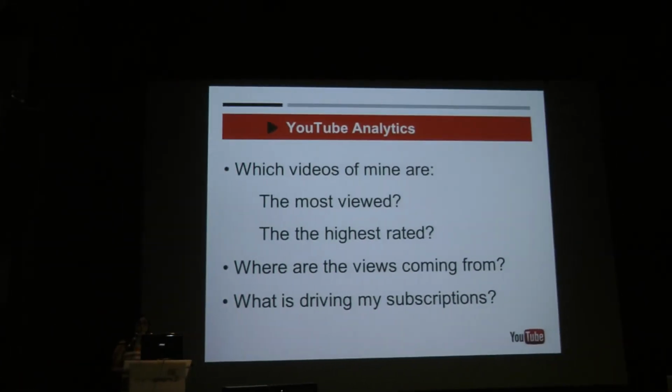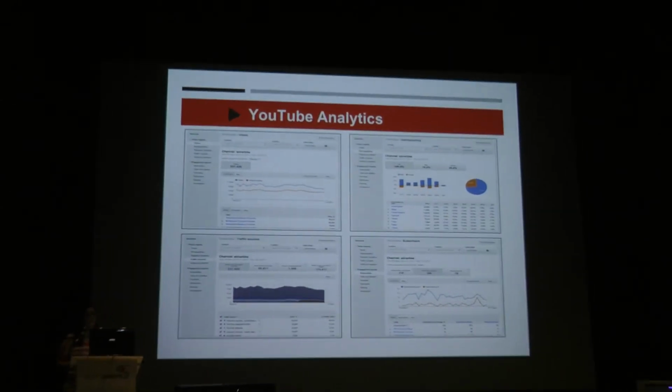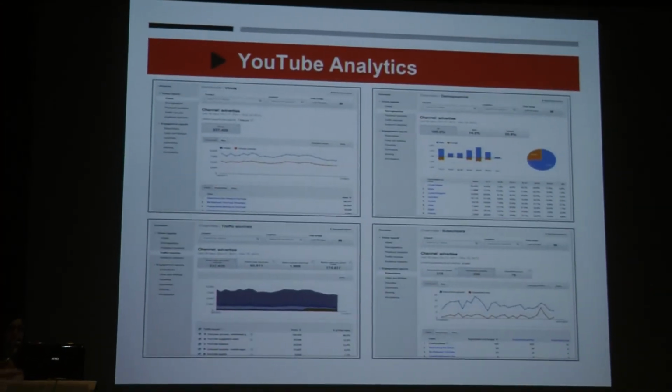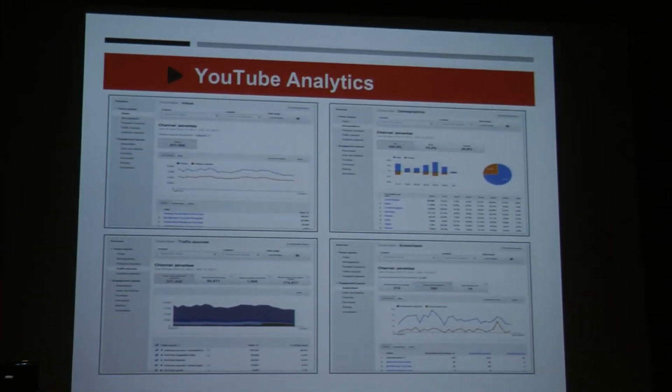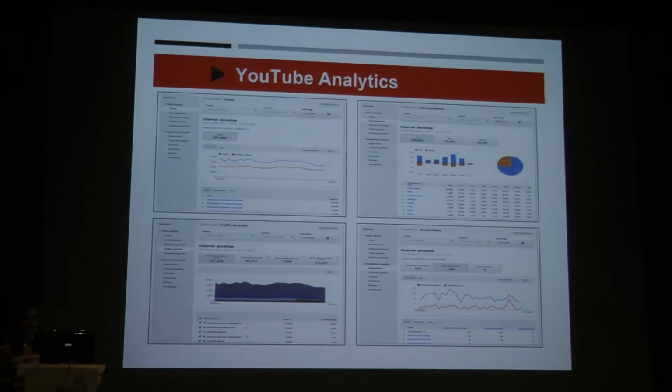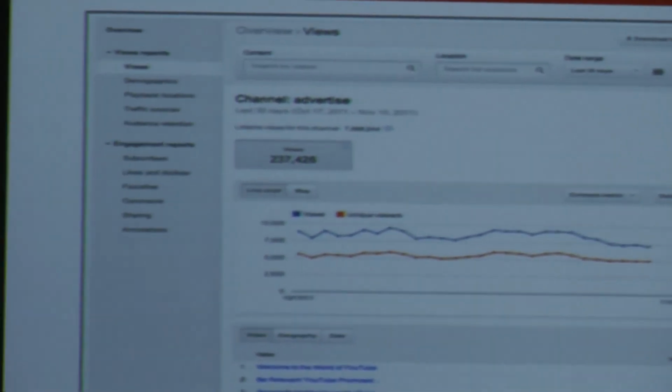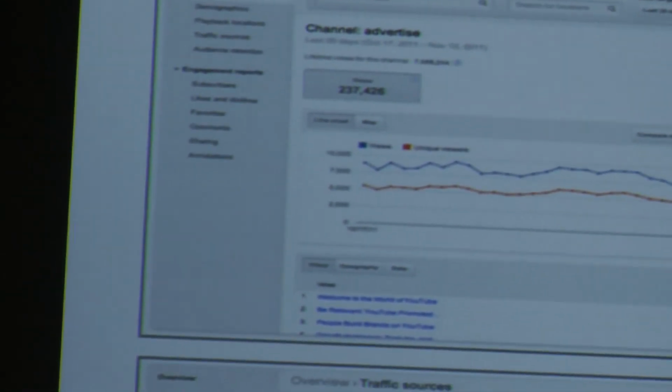And where is the traffic coming from? This is how YouTube Analytics would look like. Every user who has an account on YouTube, in their YouTube account, they have access to YouTube Analytics. They can see information about their videos only. You cannot see such deep dive information about other users. You can only see it about your videos.